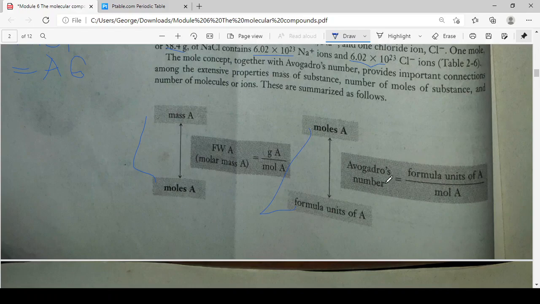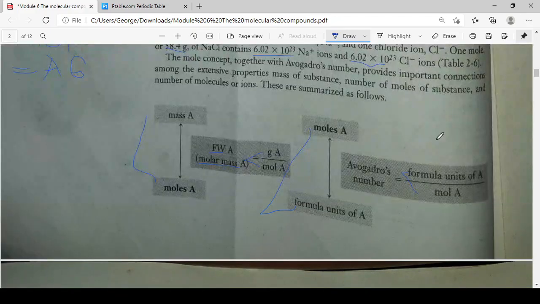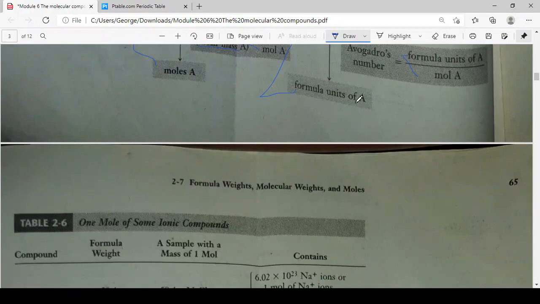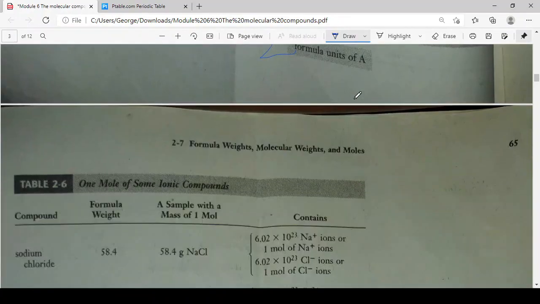Again, your Avogadro's number always equals your formula units and your moles. And your formula weight, also known as your molar mass, always equals your mass in grams and your mole. So that is the description. If you are still confused about the concept, you will learn how we use it in our later pages, where we solve how to find them. Okay?